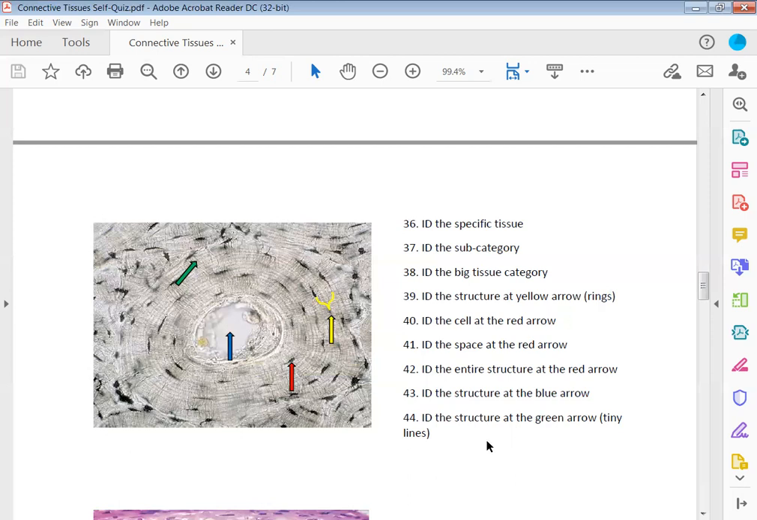Now we're on 44. Identify the structure at the green arrow, the tiny lines. So the tiny little lines radiating through here, you can see another one really well right there, and you can see some of these black little lines coming off here. They almost look like teeny tiny electricity bolts. Those are going to be your canaliculi. Canaliculi actually means tiny canal.